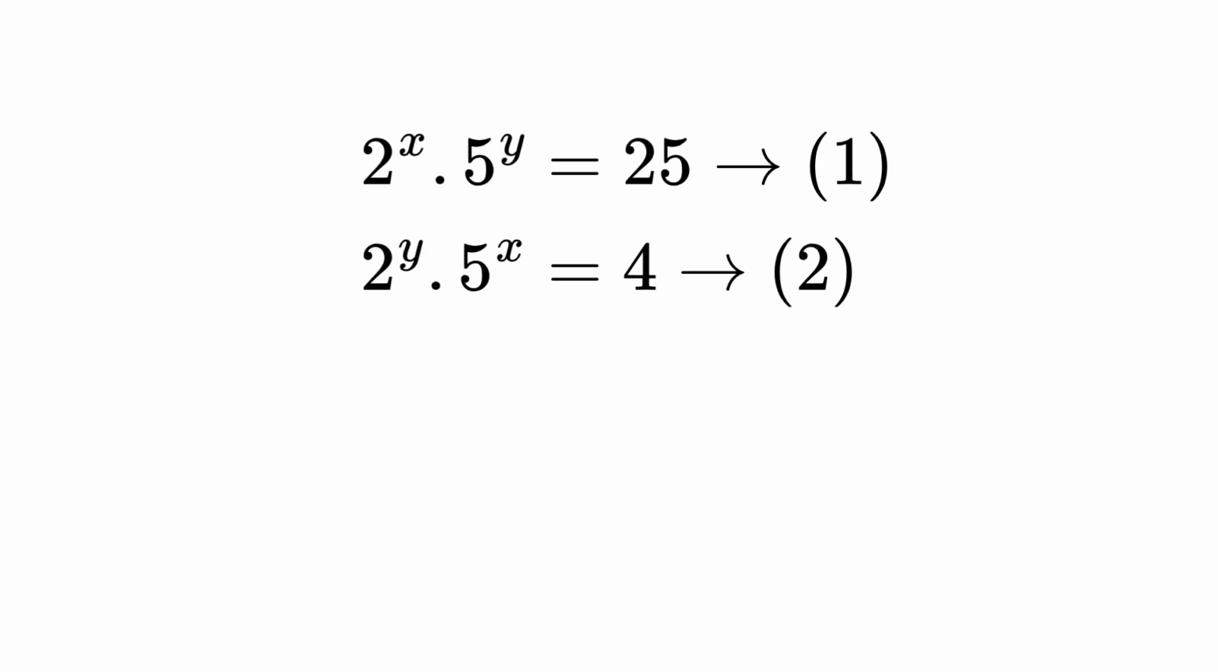We are given two equations. 2 to the power x times 5 to the power y equals 25. And 2 to the power y times 5 to the power x equals 4. We have to find x plus y.